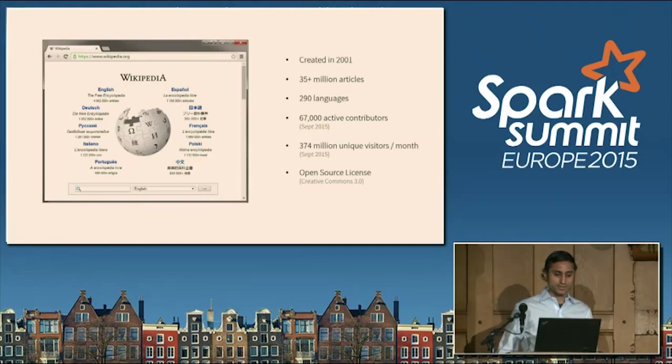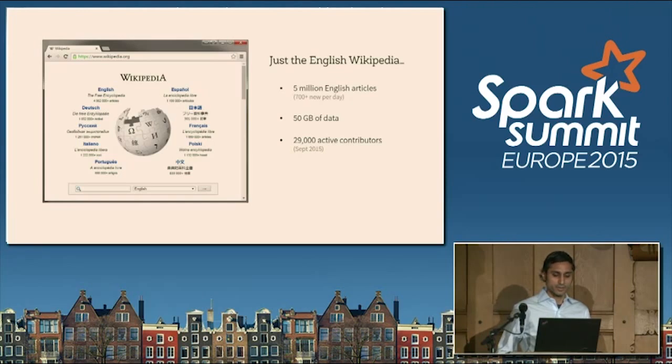So in this class, we're actually going to focus on just the English Wikipedia, which currently has close to 5 million articles. It is actually at about 4.99 million articles as of this morning. And I anticipate it will hit 5 million any day or any hour now. It's roughly 50 to 60 gigabytes of data, and the English Wikipedia has about 30,000 active contributors.